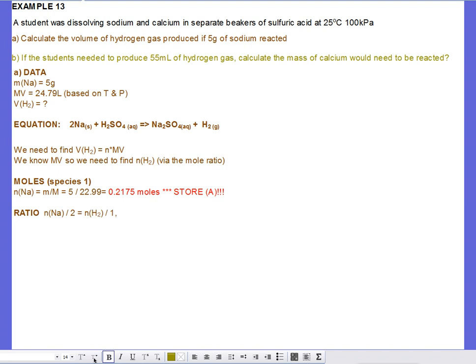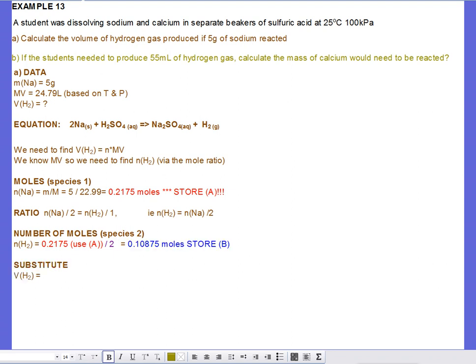Now, looking at the ratio here, moles of sodium divided by 2 equals moles of hydrogen divided by 1, which we've got written down here. So the moles of hydrogen, the thing we're trying to find, is just the moles of sodium divided by 2. So what's the moles of hydrogen? It's just the moles of sodium, which we've got stored in A in our calculator, divided by 2, which equals this number here, 0.10875 moles.